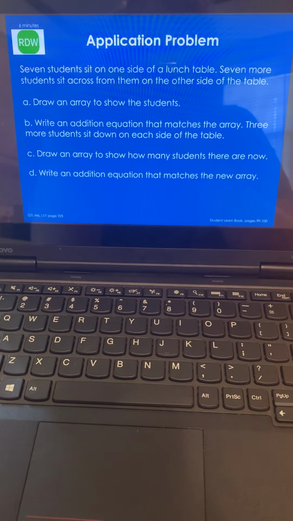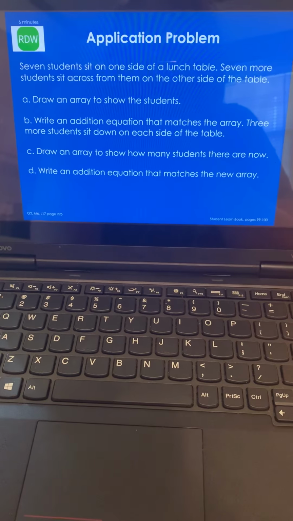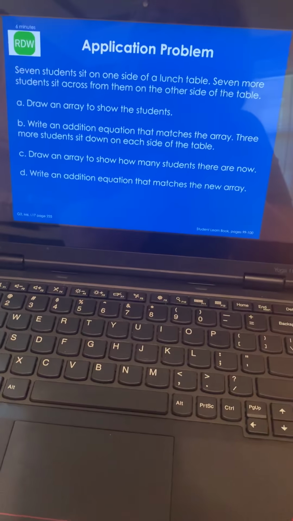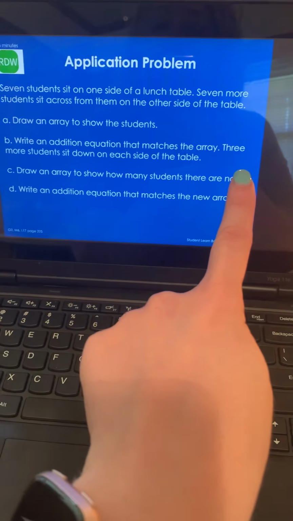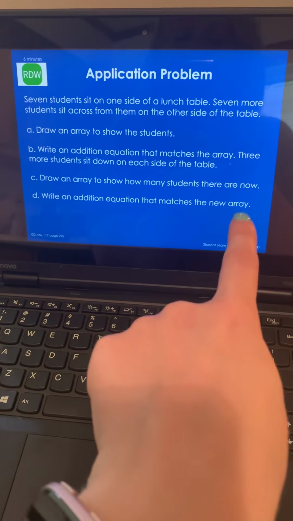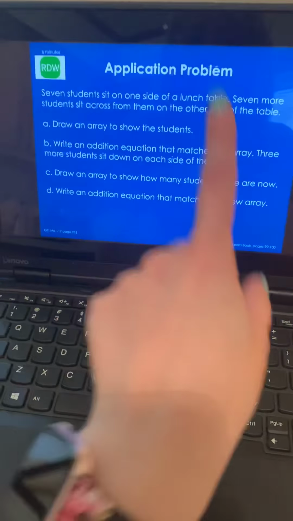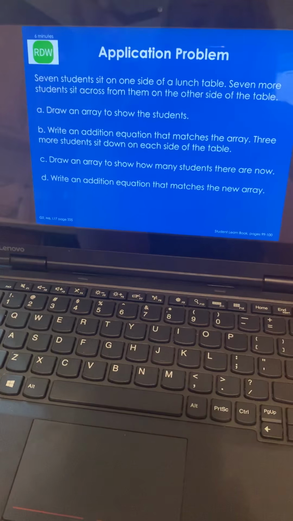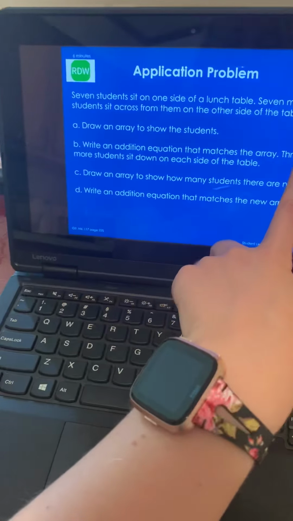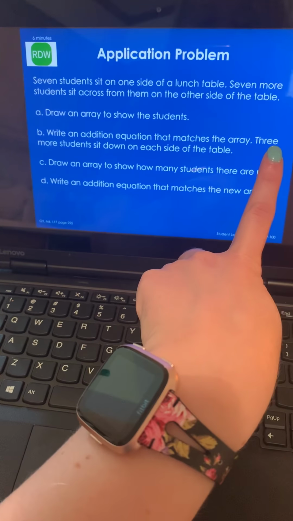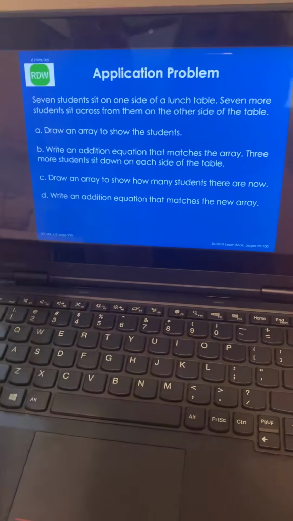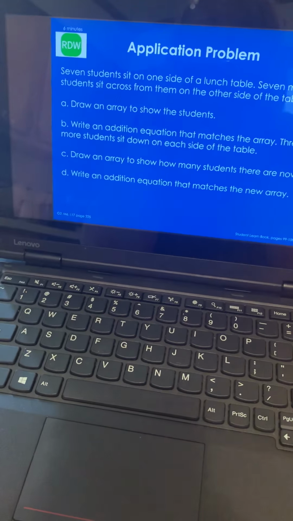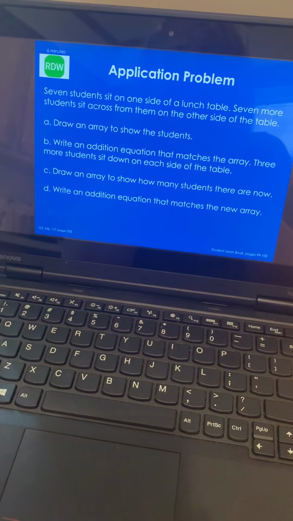3 more students sit down on each side of the table. So right here where it says 3 more students, we're going to do that separately because this is going to require 2 steps, and I want us to do 1 step at a time. As you're solving this on your own or with me, you can pause right here, and we'll come to that when we finish the first half of the problem.